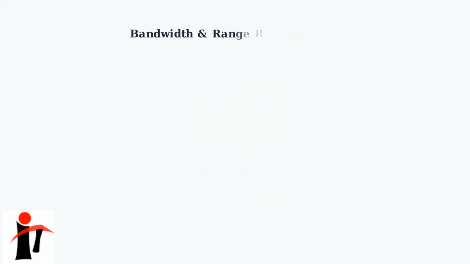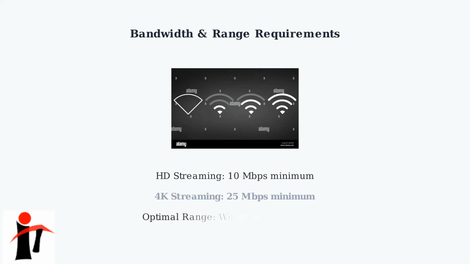Bandwidth requirements vary depending on your streaming needs. For HD streaming, you need at least 10 megabits per second, while 4K content requires 25 megabits per second. Additionally, keep your EE Box Mini within 30 feet of your router for optimal performance.